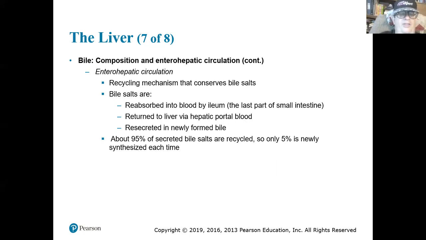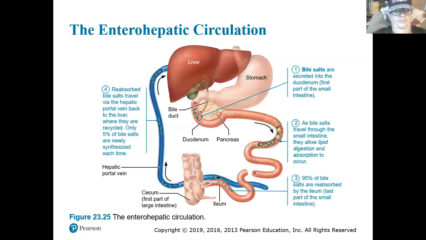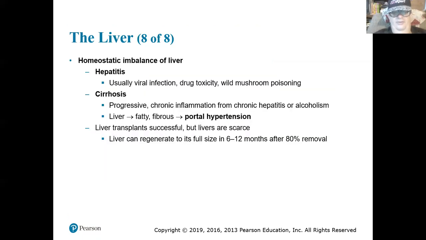Well, that last part of the small intestine, the ileum, reabsorbs the salts and returns them to the liver through hepatic portal blood, and then it's used to make new bile. Only about 5% of new bile salts need to be made. We recycle 95% of it. But the bilirubin that turns into the stercobilin, we just get rid of that. We just poop that out. All right, so here we have the circulation. And wow, it's everything that we said in the previous slide.